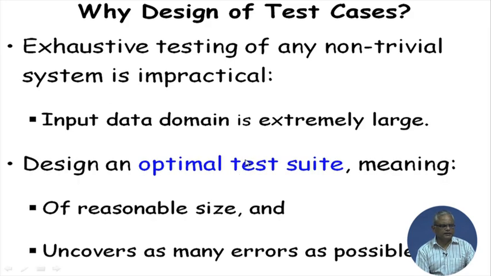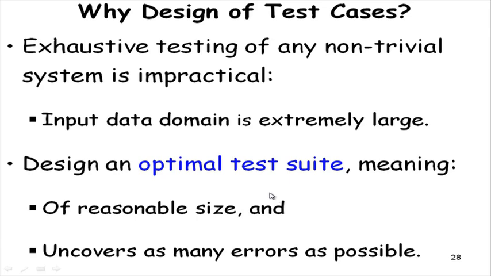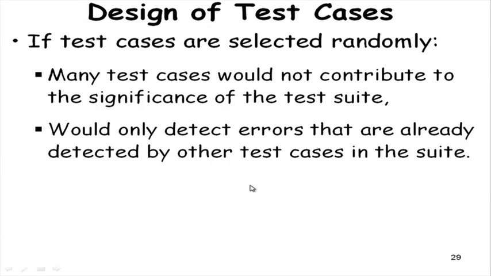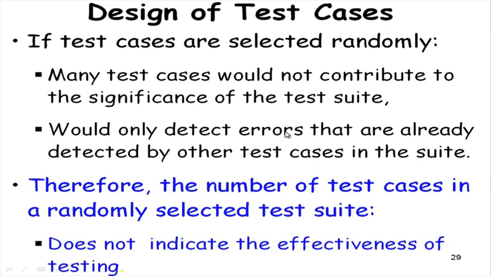The answer is that even if we test with 10,000 random inputs, we might not have tested it well. The main reason is that many of those random inputs might be trying to test the same type of bugs, or they might be covering the same type of program elements. So, the test cases may not be effective. So, just saying that we tested with 10,000 randomly generated test cases may not mean much.